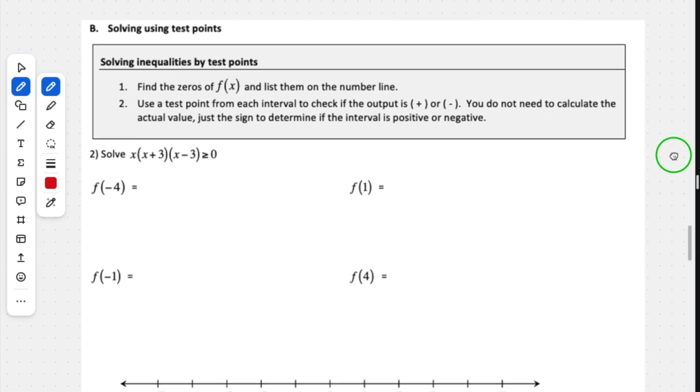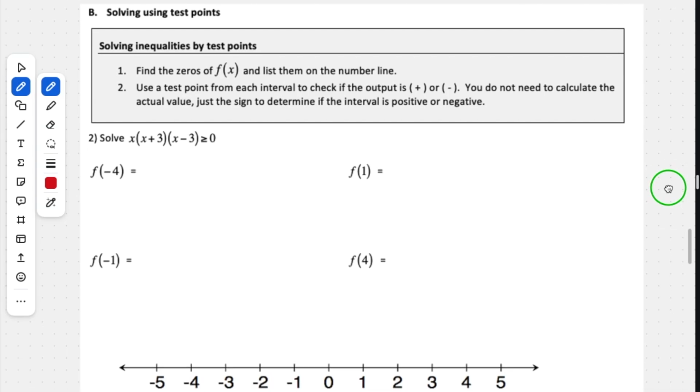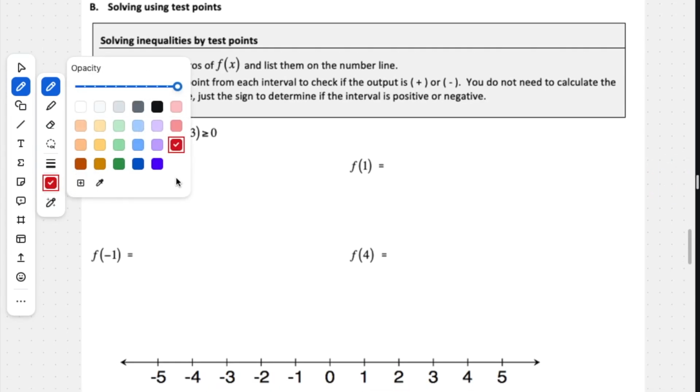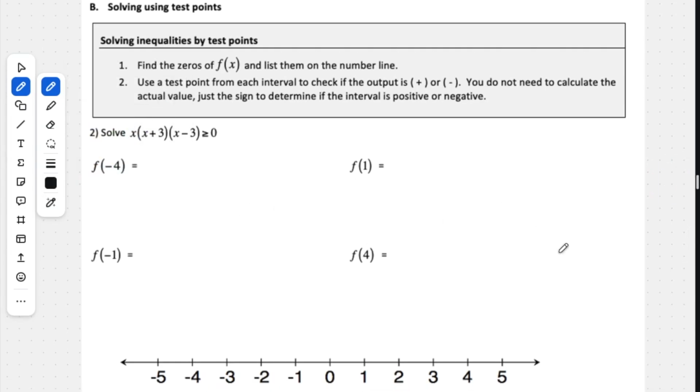So solving using test points. This is my least favorite method. I find it super annoying, but you may like it. I don't, but that's okay. I often find that students do like this one.